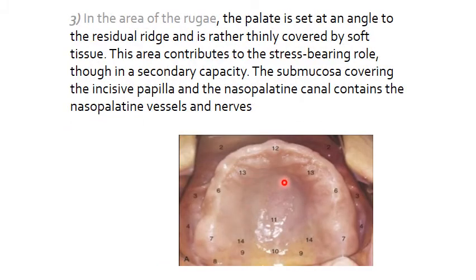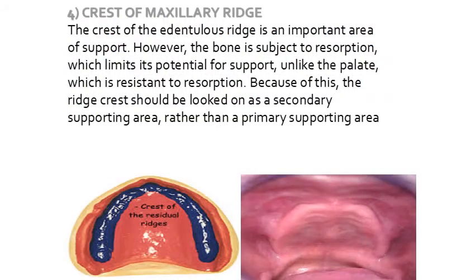The rugae area is at right angle to the residual ridge, and it is rather thinly covered by soft tissue. These areas contribute in a stress-bearing role in a secondary capacity, and the submucosa covering the incisive papilla and nasopalatine canal contains the nasopalatine vessels and nerve. The crest of the maxillary ridge is important in supporting the denture.